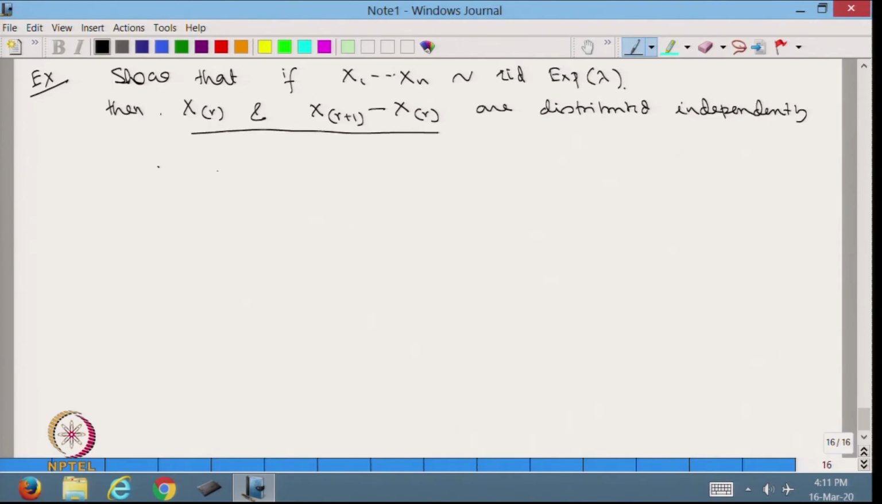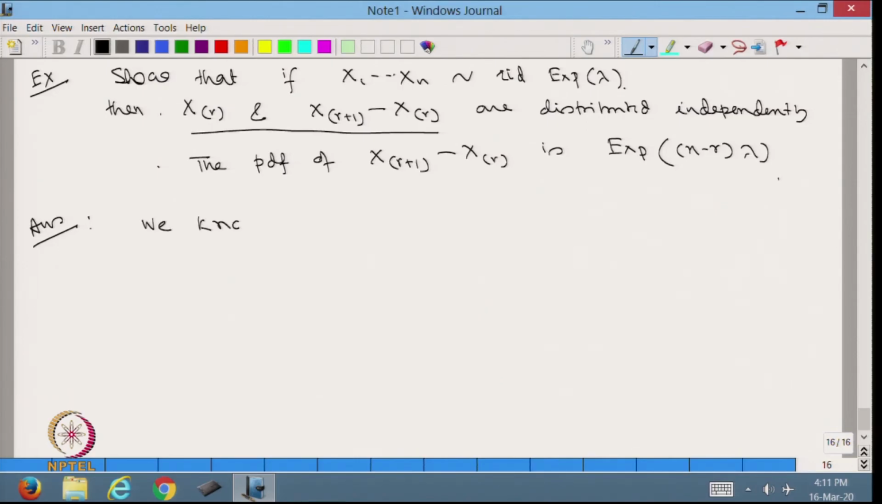And the second thing is the PDF of X_{r+1} minus X_r is exponential with (n minus r) lambda. So, we want to show this.